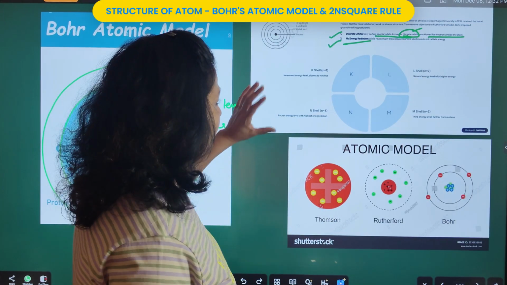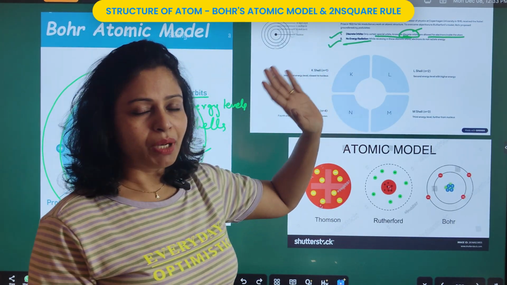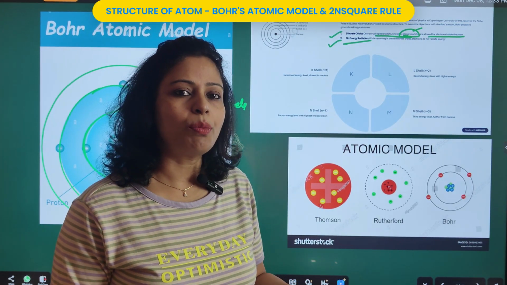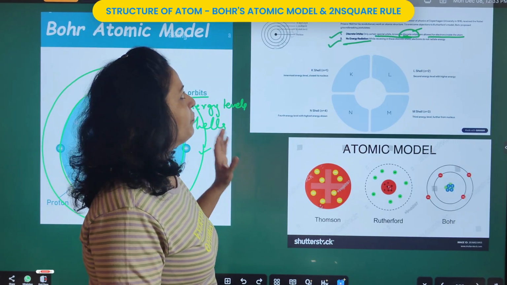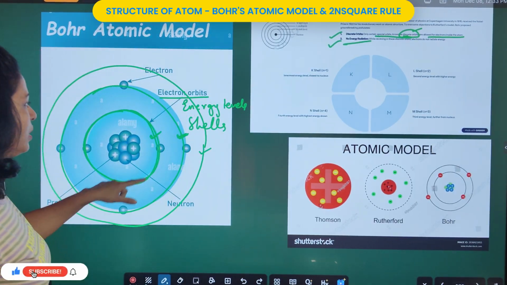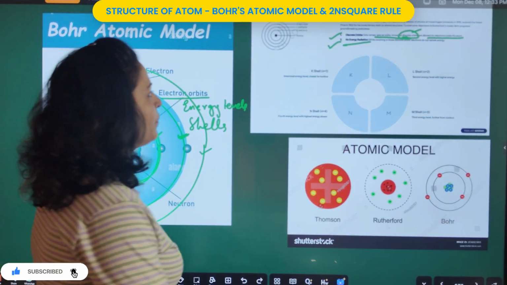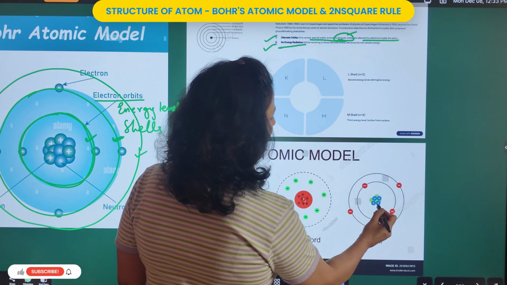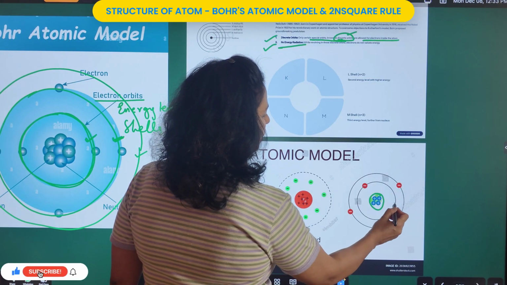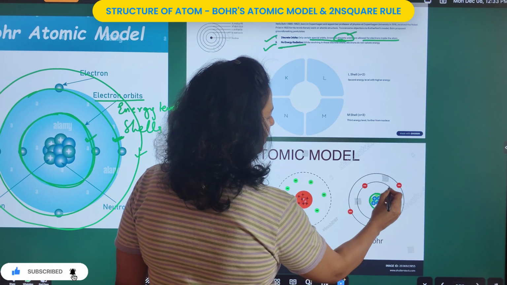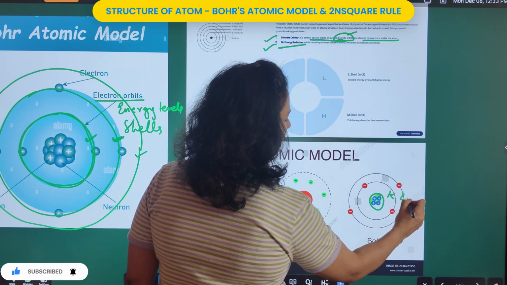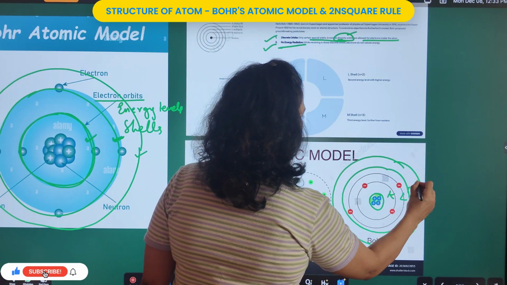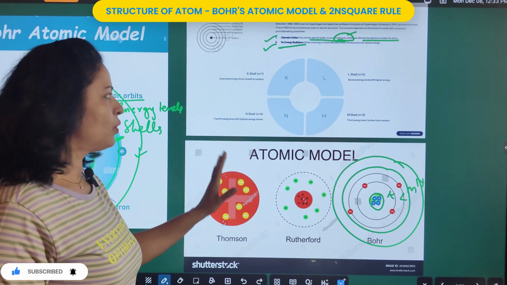These two points explained by Bohr, we follow till now. We follow Bohr's atomic model, which says that the electrons revolve around the nucleus in discrete orbits. There are different shells. See here, this is the nucleus, and around it you have electrons. The first orbit is the K shell, then the L shell, then the M shell, then the N shell. Till the N shell only you can study.